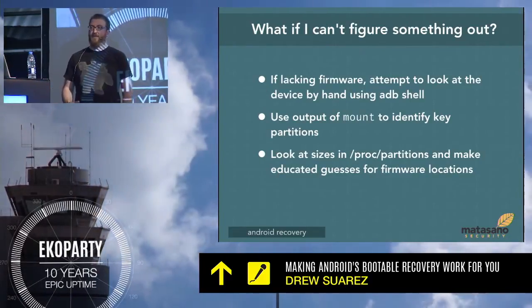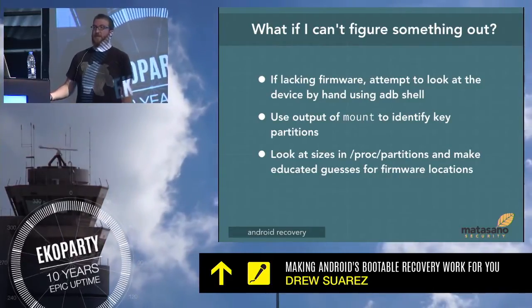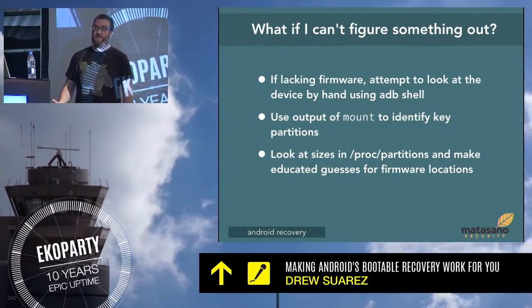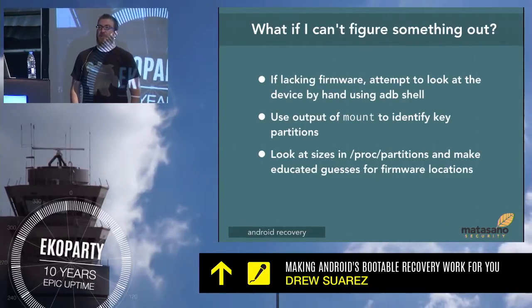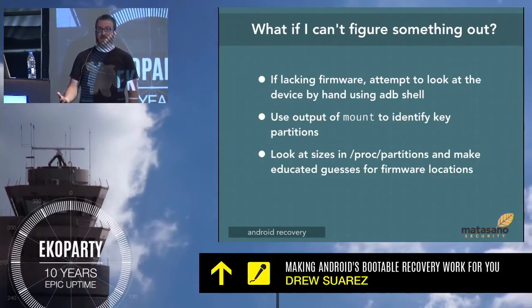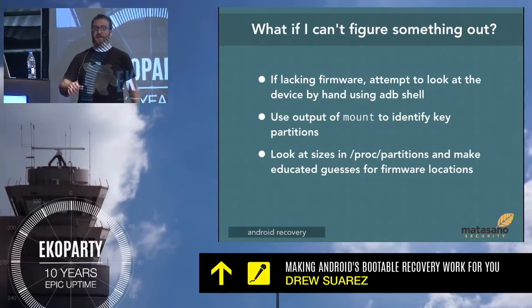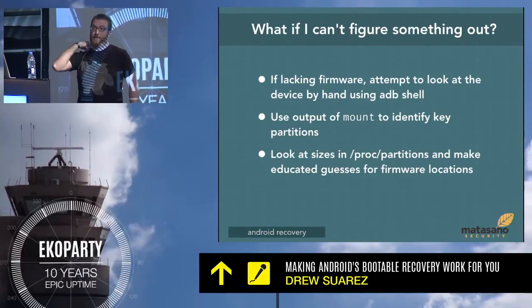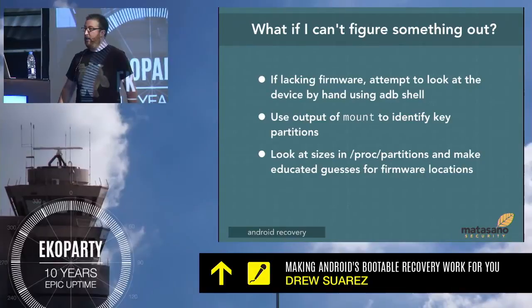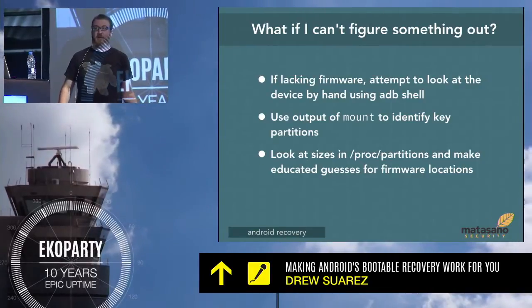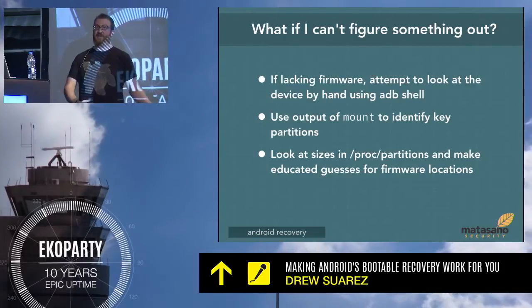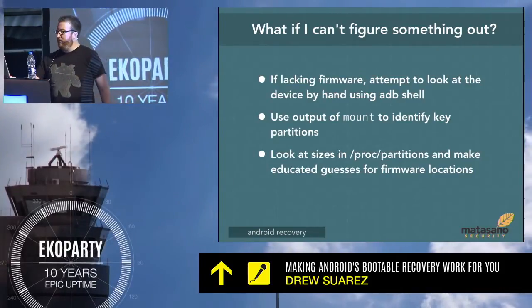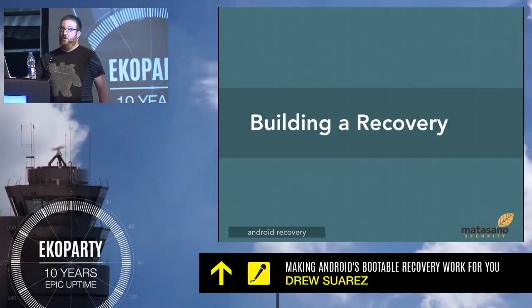So, what if I can't figure something out? What if I don't have stock firmware? There's a lot of possibilities when you're looking at all these different devices. Attempt to do this by hand with ADB shell. The output of mount is very useful because it will identify at least 3 or 4 of the necessary partitions you need to make the stuff work. And again, I mentioned how you can use proc partitions to make some educated guesses on where the stuff might exist.